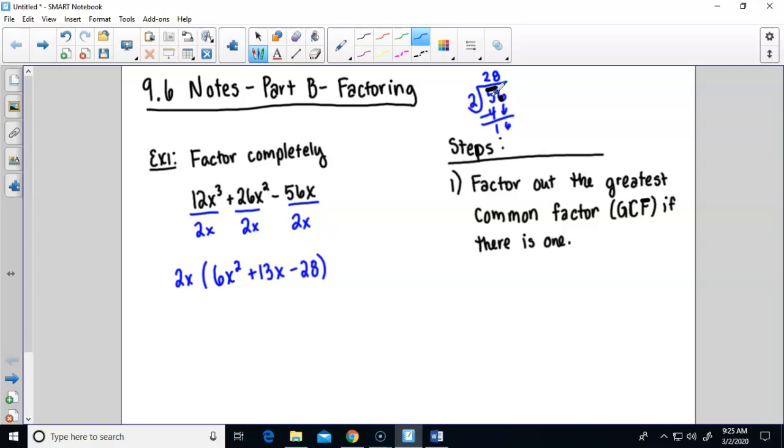Also, another key to this is you have to know your multiplication tables, because if you don't know your multiplication tables pretty well, you're going to have a hard time with factoring. A really hard time. And you'll see why here in a second.